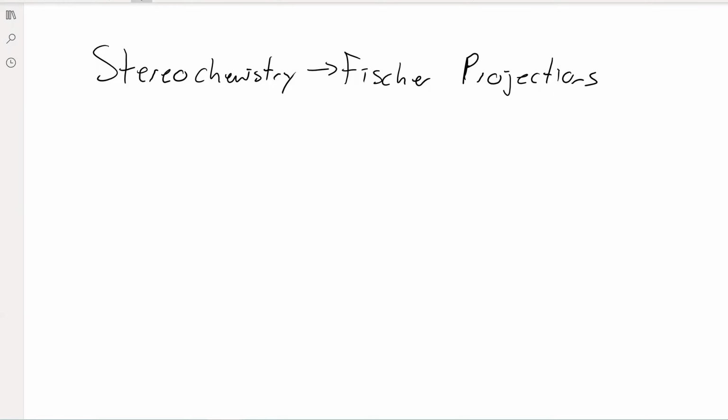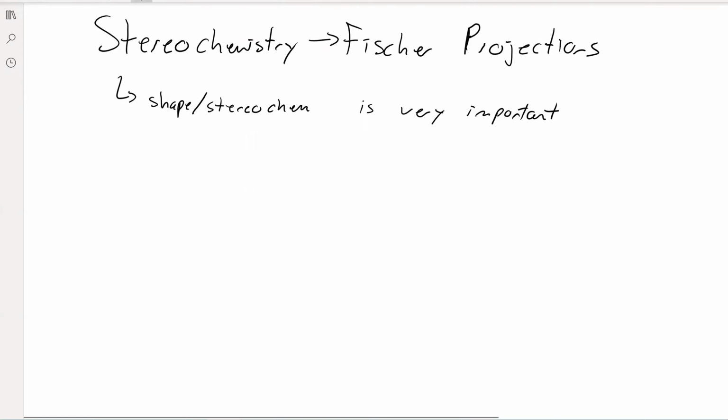All right, so you may have noticed that I drew my carbohydrates a little bit weird. These are what's known as Fischer projections. Let's talk about Fischer projections and the stereochemistry in them. One thing that we have to realize with biochemistry is that the shape, the stereochemistry, is very important. With a change of the shape or the stereochemistry of a molecule, it can behave completely different.